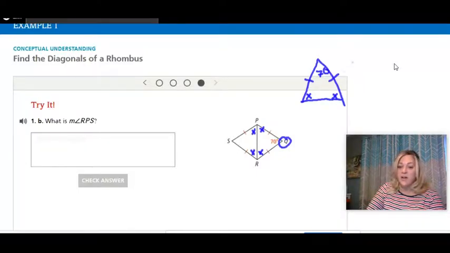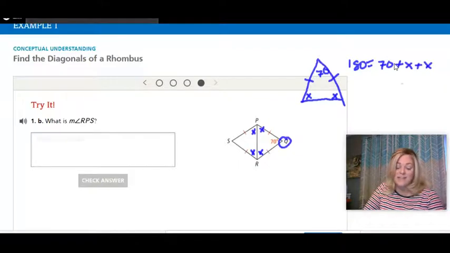So think of a triangle. The total needs to be 180. So you have 70 plus x plus another x. And I'm hoping that you can solve for x. And remember, check your answer in here. Once you get that x, plug it in and double check your answer to make sure that you're right.